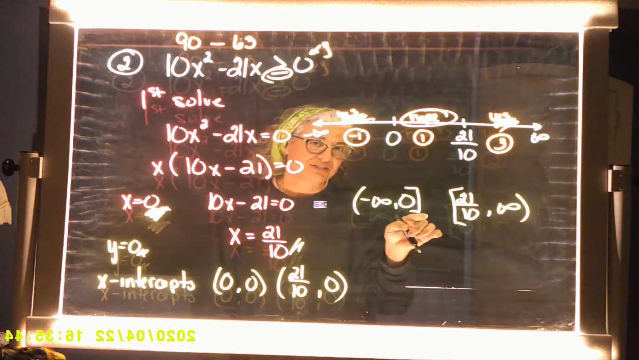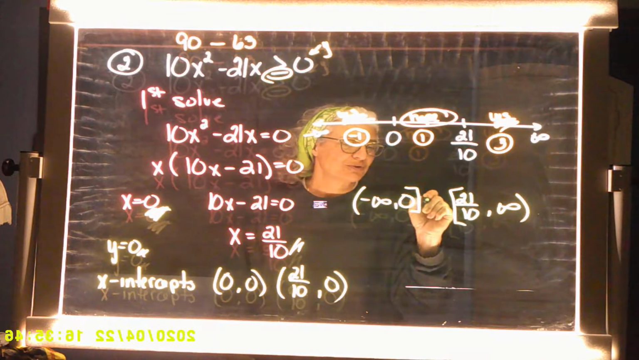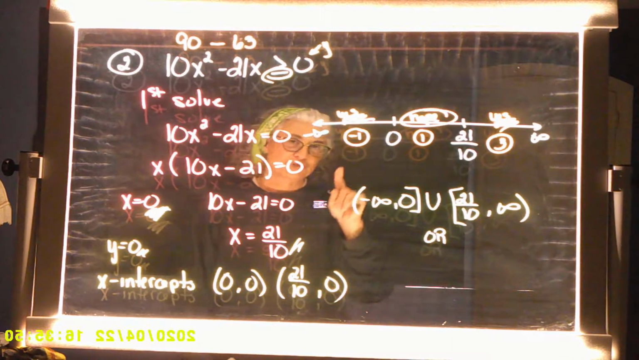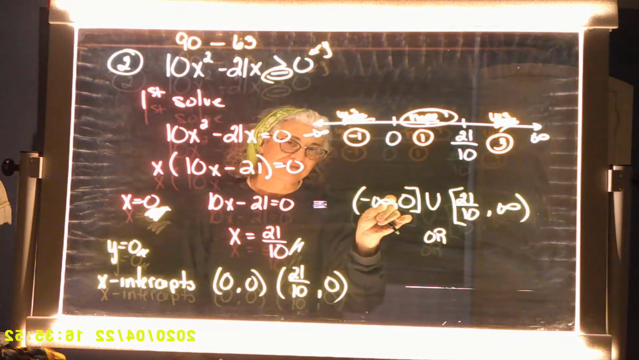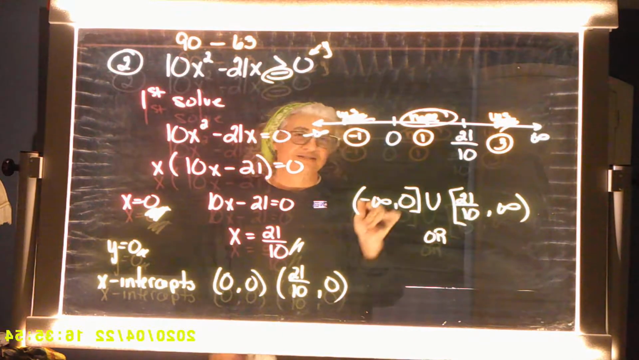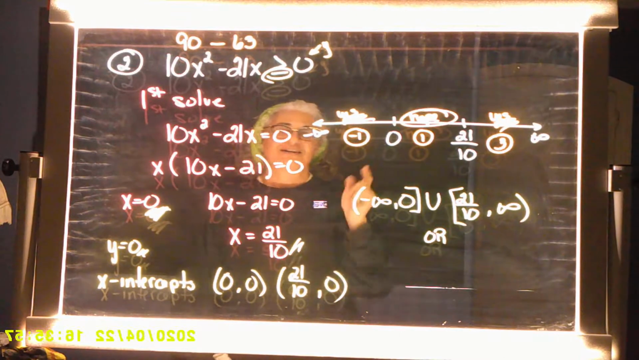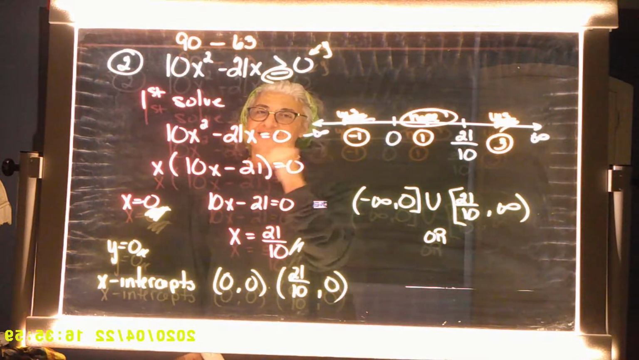What's the conjunction? Yeah, some of you are going, what about that U thing? Yeah, that U thing is the word or. So my answers are in this interval or this interval. Cool? Does that make sense? Okay, loving it. Hang in there. Got another one coming up.